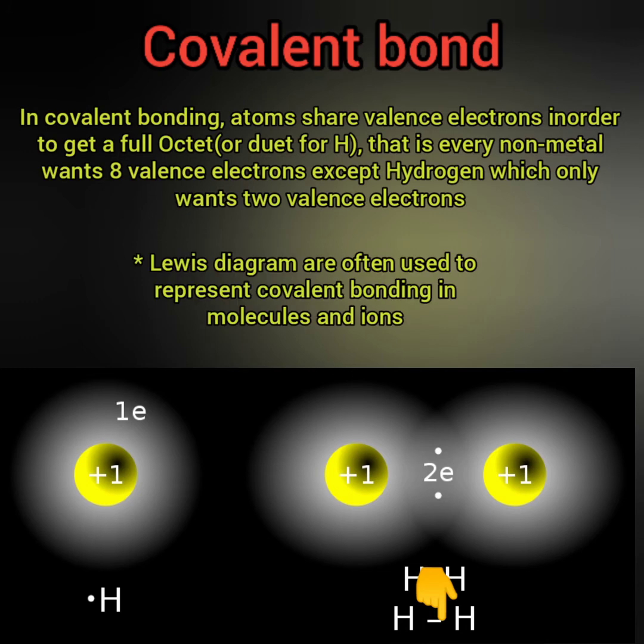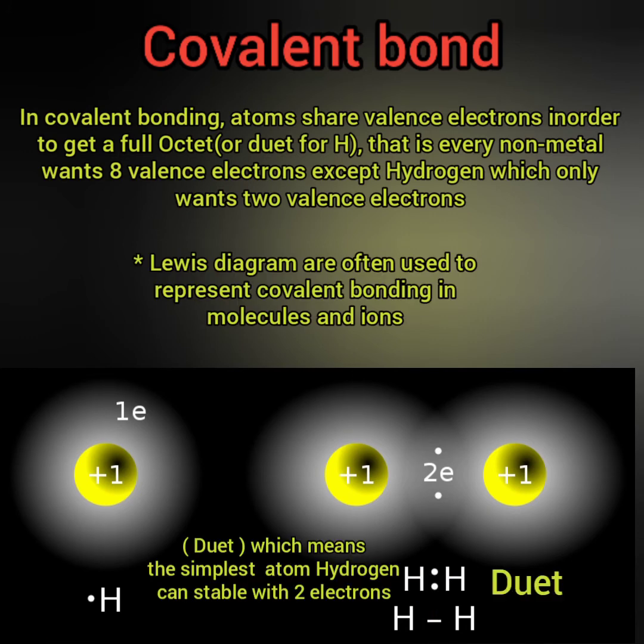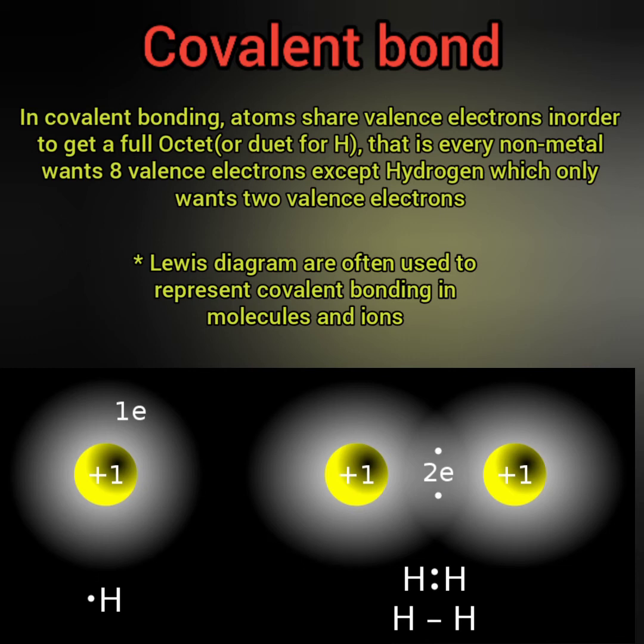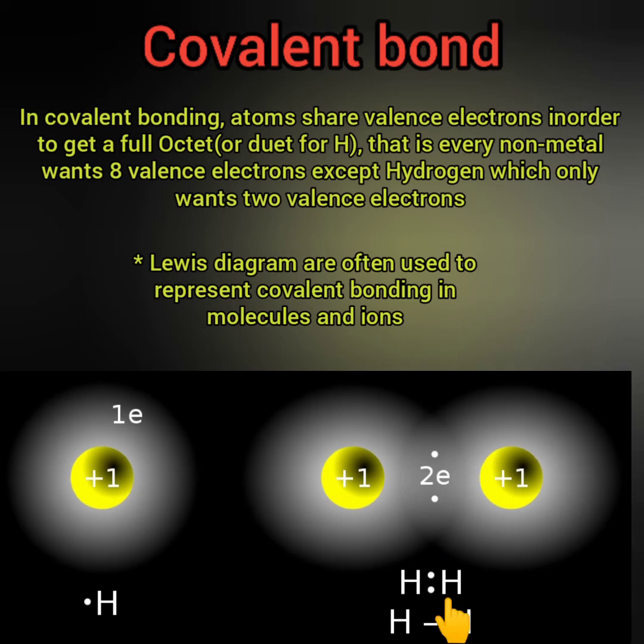In covalent bonding, atoms share valence electrons in order to get a full octet, or a duet for hydrogen. That is, every nonmetal element wants 8 valence electrons, except hydrogen, which only wants 2 valence electrons. Lewis diagrams are often used to represent covalent bonding in molecules and ions.